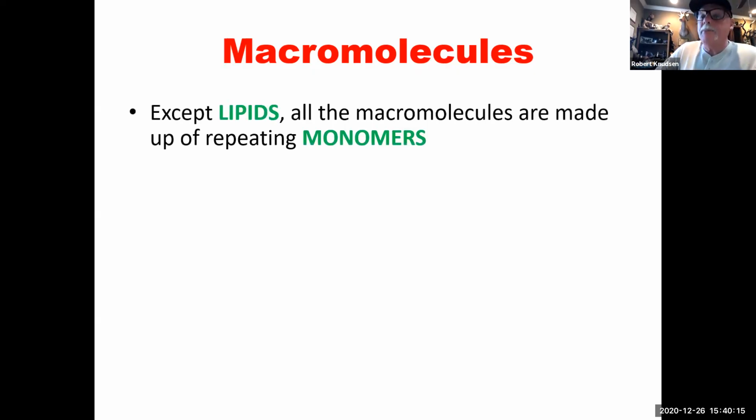There's 20 amino acids. In all the living world out there, there's 20 amino acids. And depending on how many of them you put in order and what order you put them in, you get a different protein. You get it? Okay? All right. Except lipids, all the macromolecules are made of repeating monomers.